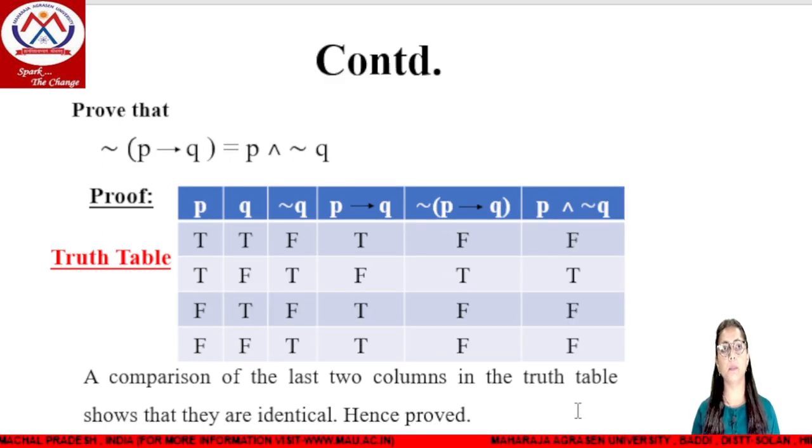Second, we have negation of P implies Q is equal to P and negation of Q. Again, we have 4 possible cases and we know the conditions for negation and conditional statements. For the 4 possible cases, when both the statements are true, both are false, or one of them is true, we use the conditions for negation and conditional statements. We can see here a comparison of the last 2 columns in the truth table show that they are identical. So we can show here that negation of P implies Q is equal to P and negation of Q.